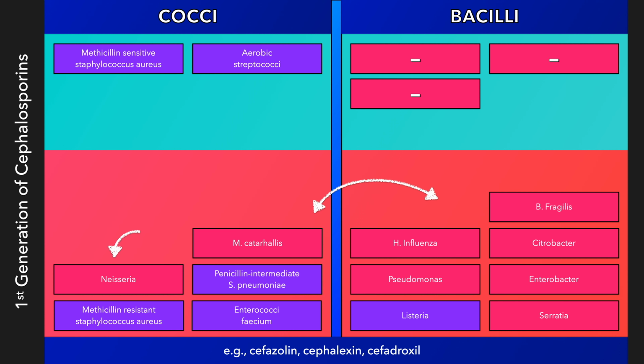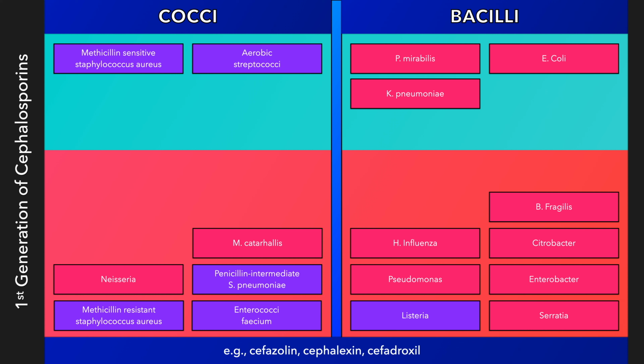As alluded to earlier, these agents do not have extensive gram-negative coverage and are not effective against any of these organisms in the red area. They do, however, provide some coverage against gram-negative enterics, including E. coli, indole-negative Proteus mirabilis, and Klebsiella pneumoniae. When the organism is susceptible, these agents can treat, for example, a simple urinary tract infection.